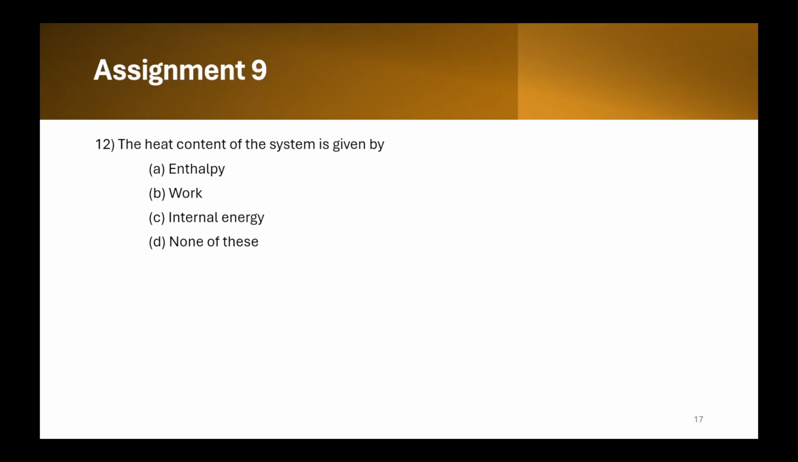The heat content of the system is given by, so as we have studied in the previous lectures, the heat content of a system is given by enthalpy. It can be mc delta T, it can be m lambda. The heat content of a system is given by the enthalpy.